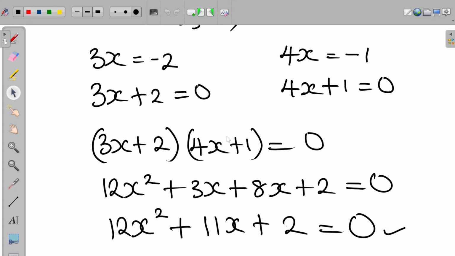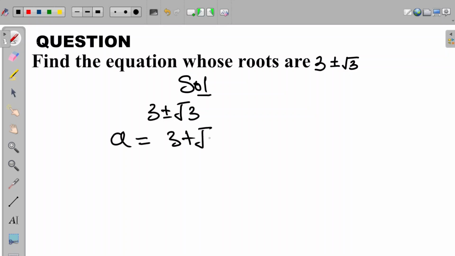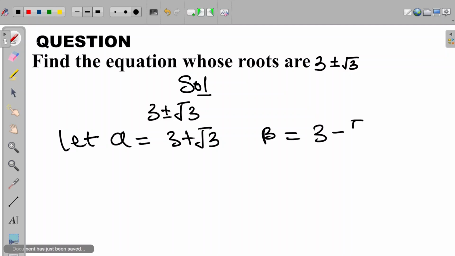So let's now solve the next question. The question says, find the equation whose roots are 3 plus or minus root of 3. So we are given to find the equation whose roots are 3 plus or minus root of 3. So at this point, let alpha be equal to 3 plus root of 3, and beta equal to 3 minus root of 3.